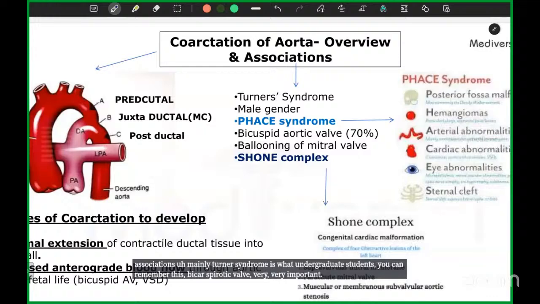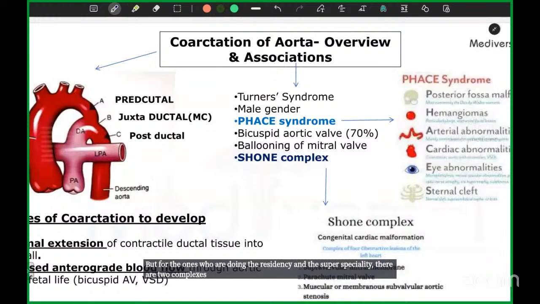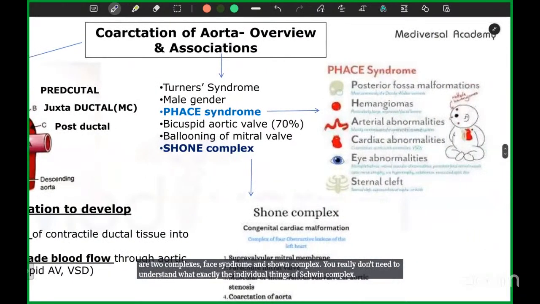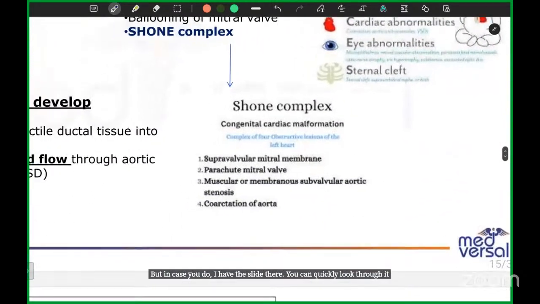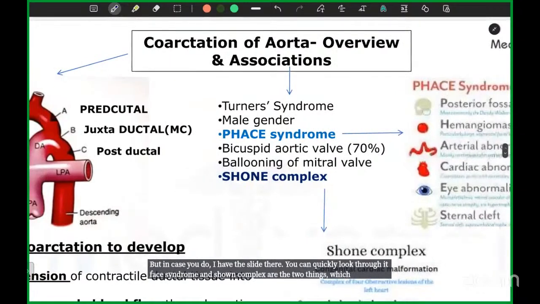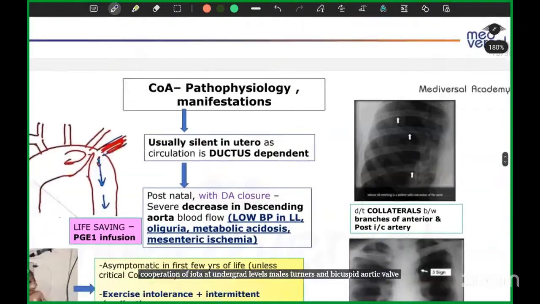But for the ones who are doing the residency and the super specialty, there are two complexes, Face syndrome and Shone complex. You really don't need to understand exactly what the individual things of Shone complex are. But in case you do, I have the slide there. You can quickly look through it. Face syndrome and Shone complex are the two things also associated with coarctation of aorta. At undergrad levels, males, Turners, and bicuspid aortic valve, which has almost a 70% association, is enough.